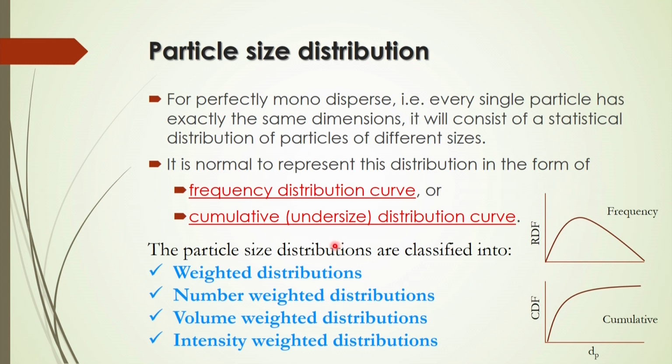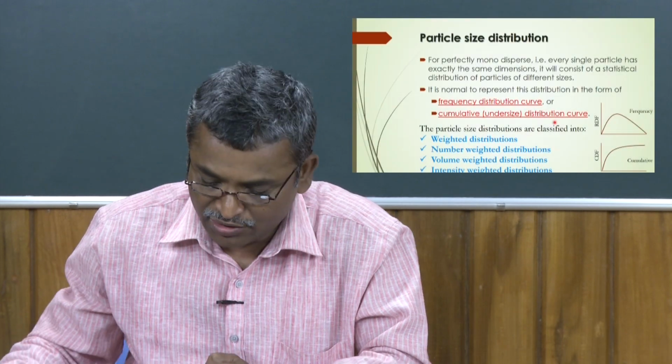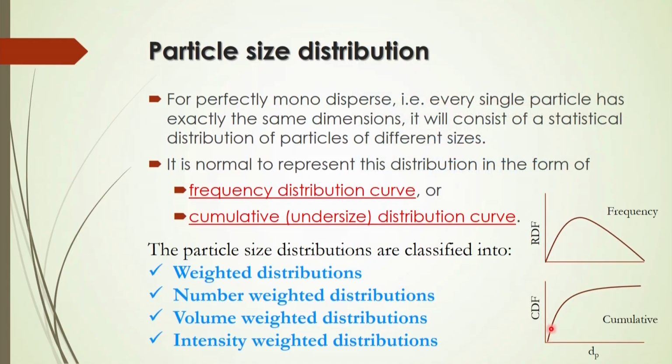Also, the cumulative representation of the distribution is important. In this case, the numbers in each class are summed up successively and represented as the cumulative distribution function, and the functional profile will be like this. At a particular particle diameter, you can also obtain the number of particles from the distribution.